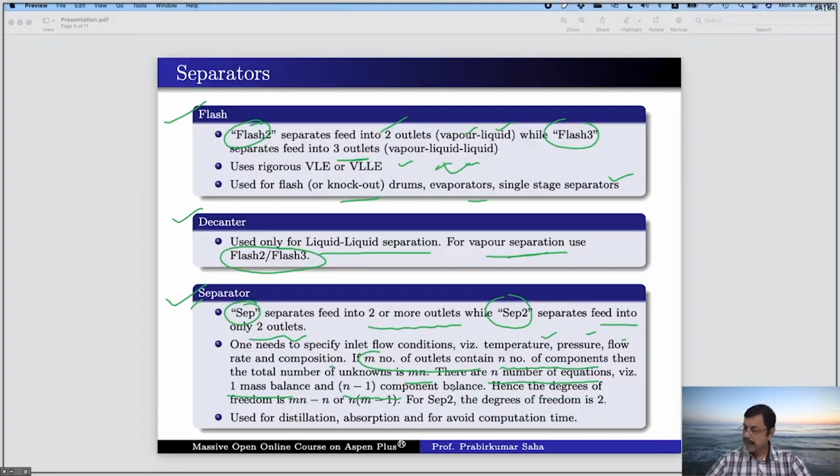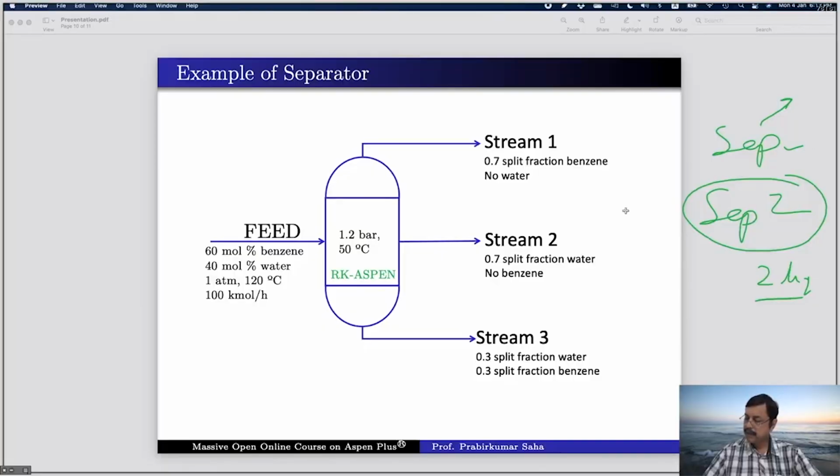So the total number of equations we have is 1 plus n minus 1, that is n. So basically we have mn minus n degrees of freedom. Now separators are used for distillation, absorption, and for the cases where we have to avoid heavy computation time. This example will have 3 outlet streams. So we have only one feed and 3 outlet streams.